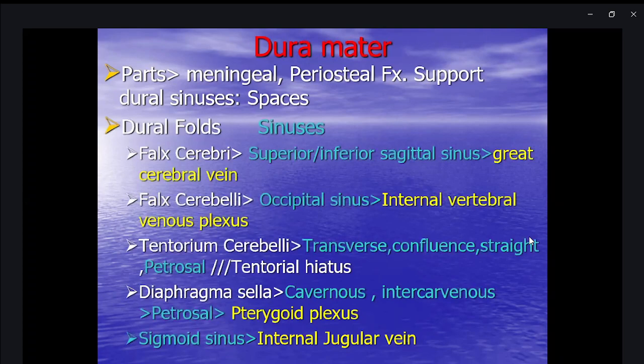The dural folds. If you remember, we talked about falx cerebri, falx cerebelli. This is sickle-shaped. Falx cerebri is between the two cerebral hemispheres. Falx cerebelli is between the cerebellar hemispheres. Tentorium cerebelli separates the occipital lobe from the cerebellum.